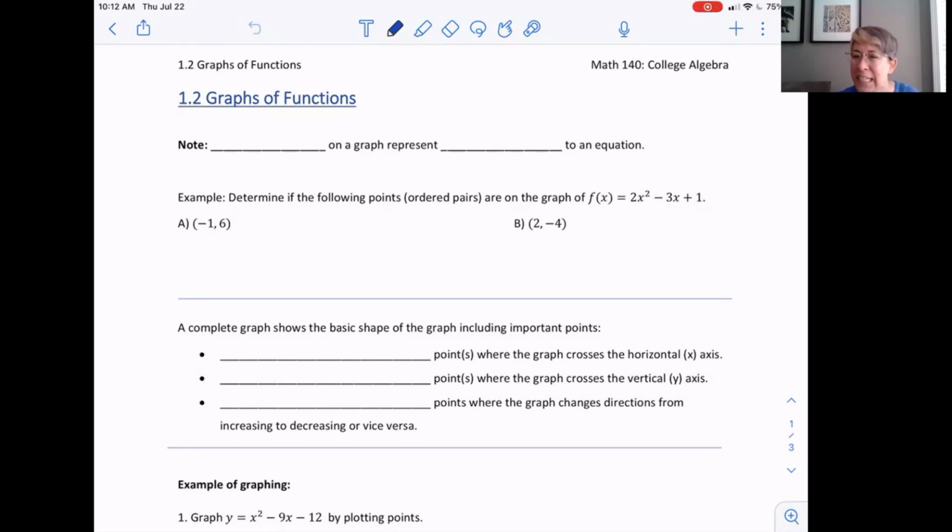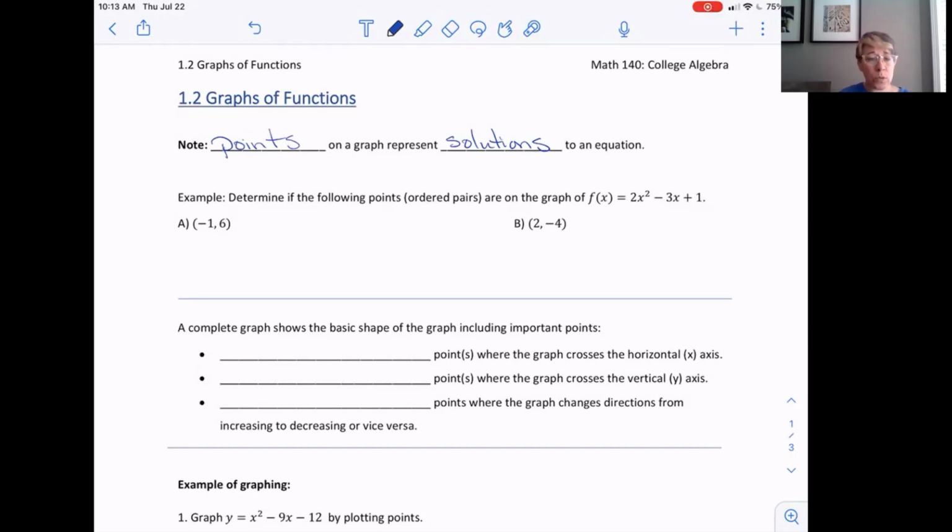A couple of basic ideas that I want you guys to really focus on. The first one on this note is that points, those are your ordered pairs, points on a graph represent solutions to an equation. Okay, so points are solutions, solutions are points. That's what the graphs do. They represent all solutions to an equation.